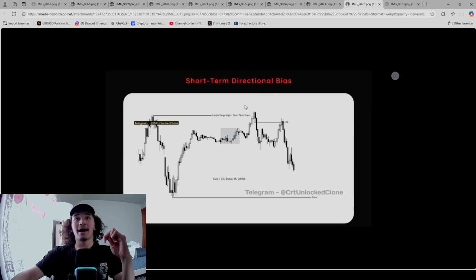Short-term directional bias. Our short-term drawn liquidity is a candle range high, basically CRT highs. Our long-term drawn liquidity is over here. You can see we got a confirmation right over here, and out of that, looking for a short all the way down here. So basically, our long-term drawn liquidity is over there.